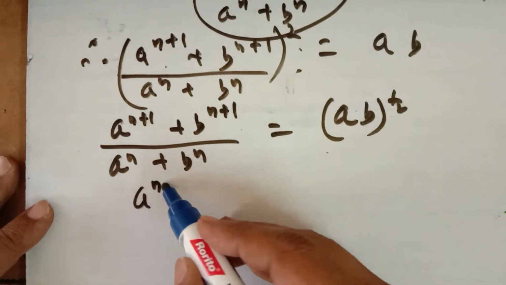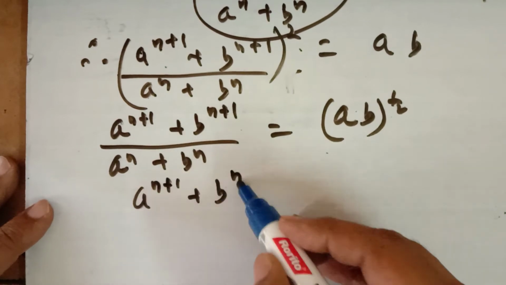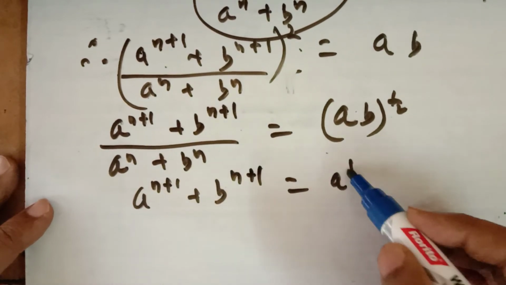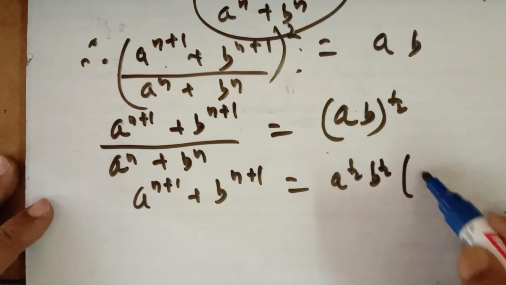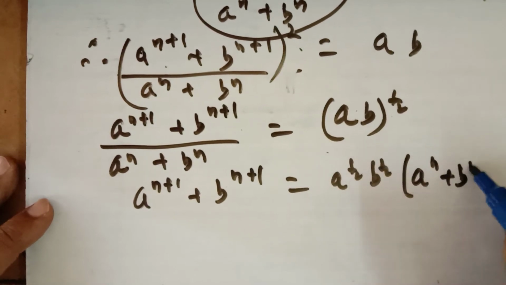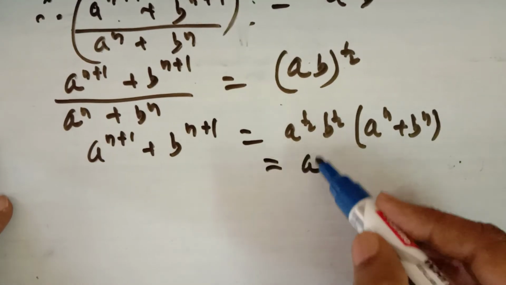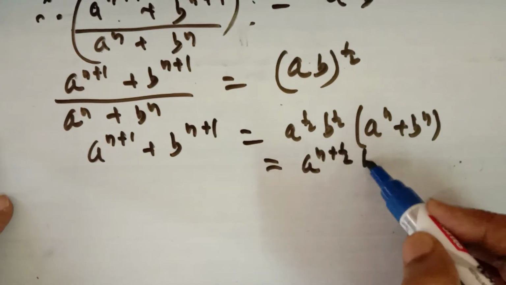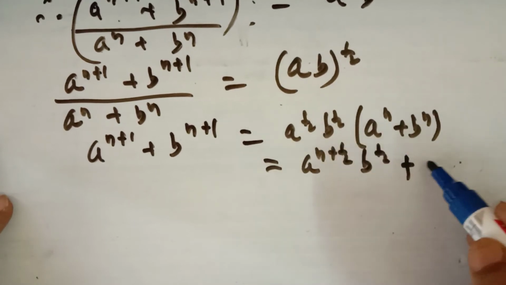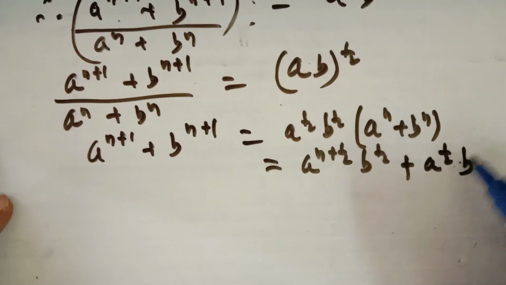So a^(n+1) + b^(n+1) is equal to a^(1/2) b^(1/2) into (a^n + b^n). Multiply and open the bracket. It will be a^(n+1/2) b^(1/2) plus this into this, a^(1/2) b^(n+1/2).